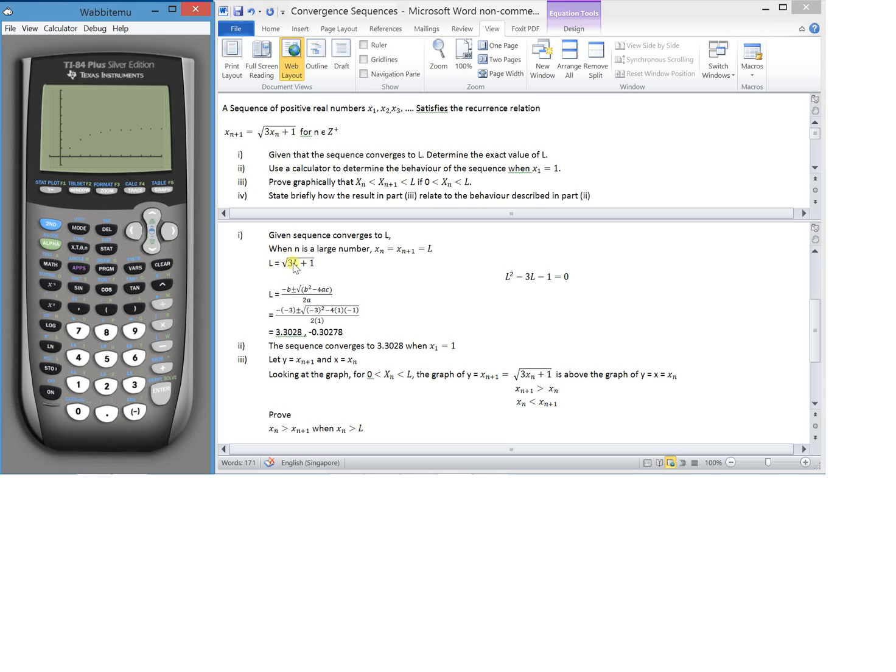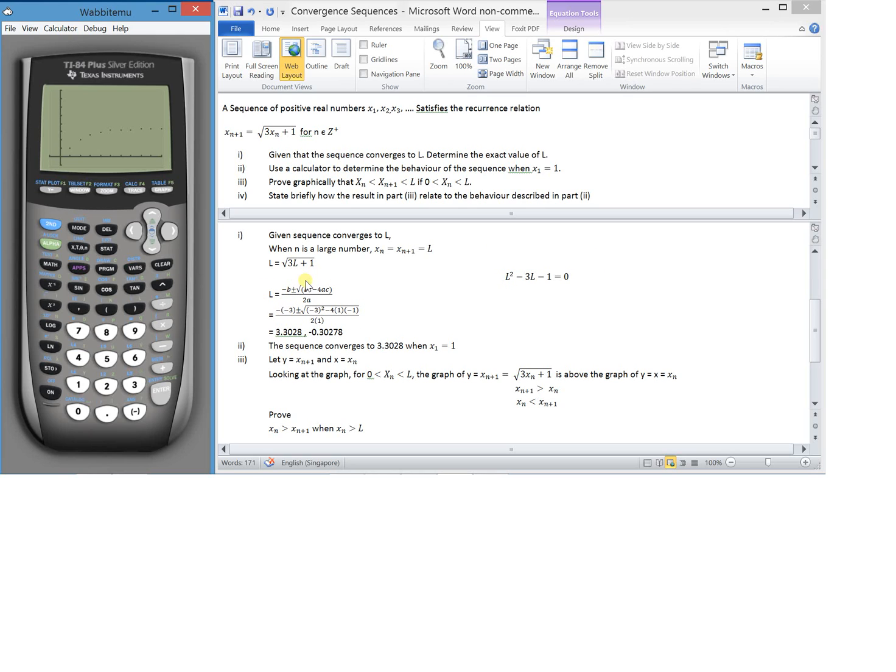And then I square both sides. This is making L the subject of the formula, something that we learned in secondary 2. So we square both sides. This side becomes L square, and this side becomes 3L plus 1. Now if L square equals 3L plus 1, we shift the 3L plus 1 to the side of L square, and we get L square minus 3L minus 1 equals 0. This is a quadratic equation, and you can solve it using this formula.